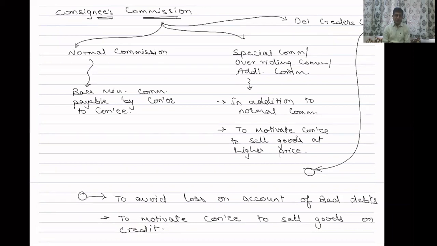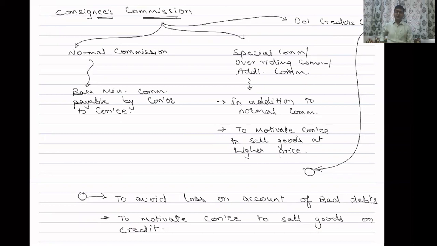The special commission is to be calculated only with reference to surplus as mentioned in the question. Am I right?